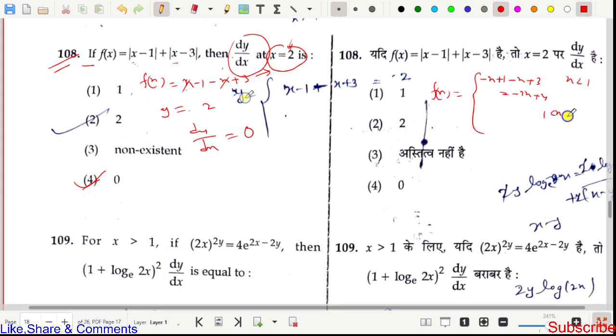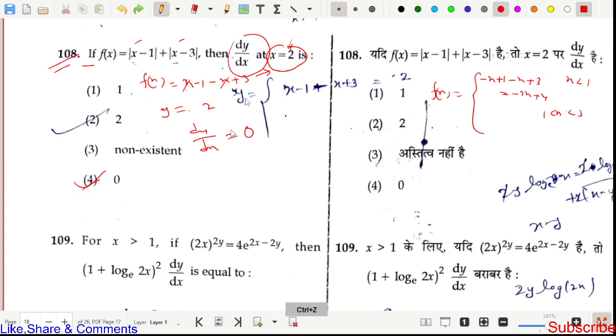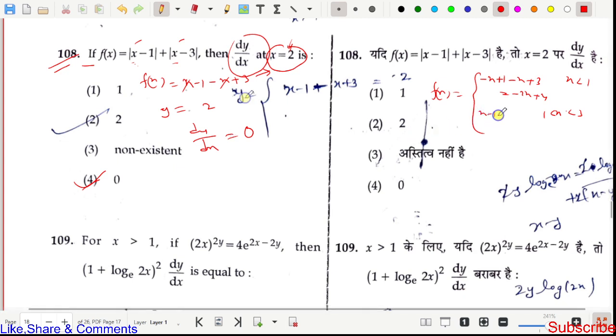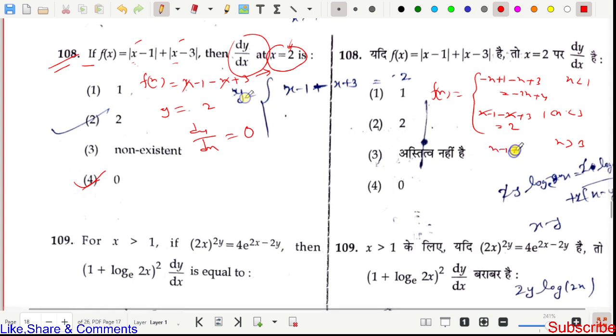If x is between 1 and 3, the first term will be positive and this will be negative. That means x minus 1, and this negative, minus x plus 3, so we are getting 2. Clear? And if x is greater than 3, we get all positive, that means x minus 1 plus x minus 3, that means 2x minus 4.